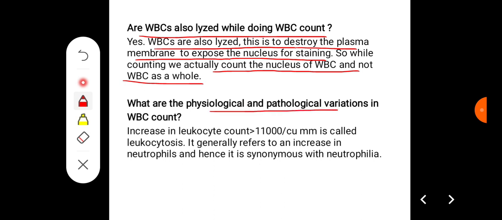What are the physiological and pathological variations in WBC count? Increase in the leukocyte count more than 11,000 is called as leukocytosis. It generally refers to an increase in neutrophils and hence synonymous with neutrophilia.